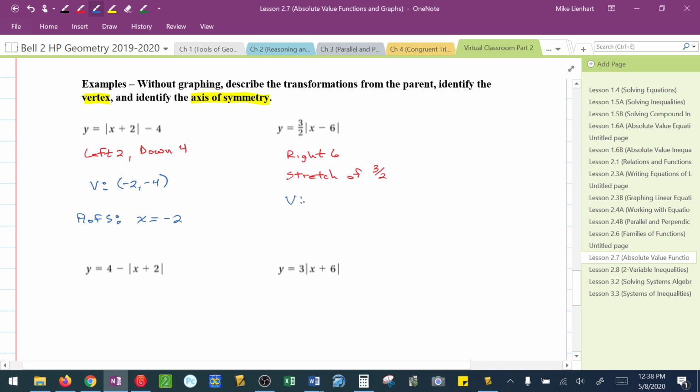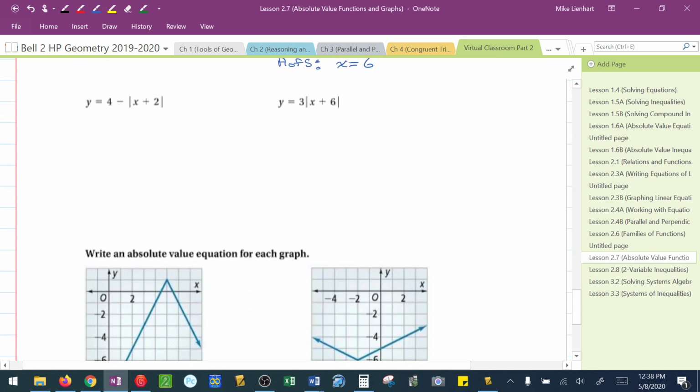Right or left, up or down affect the vertex. So if it's right 6 from 0, 0, we are now at 6, 0. And the axis of symmetry, don't make it difficult, is going to be x equals 6, the x value of the vertex. All right, let's take a look at this next one here.